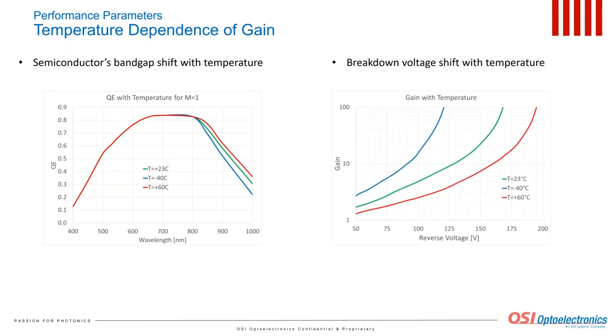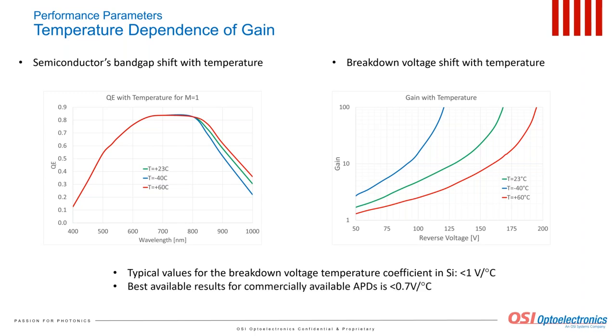The figure to the right is a typical example of a dramatic change of the avalanche gain with temperature for a front-illuminated silicon APD with a buried multiplication layer. Typical values for the breakdown voltage temperature coefficient for silicon APDs are close to 1 volt per centigrade. For the best available commercial APDs, this coefficient is slightly below 0.7 volts per centigrade. Obviously, for the application in which the avalanche gain stability is important, the temperature stabilization has to be applied.